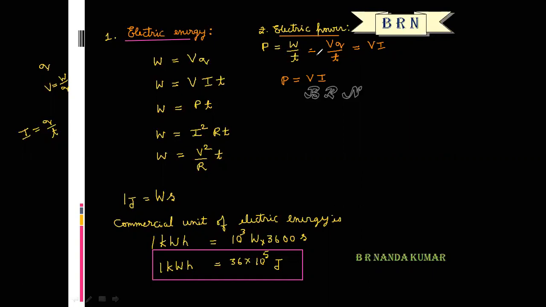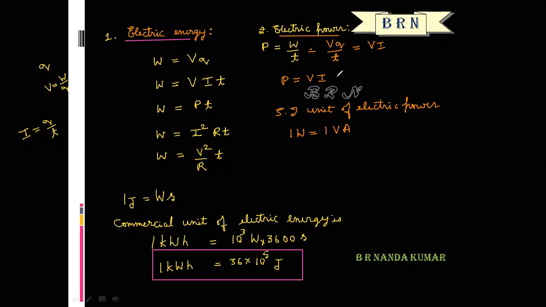So what is the unit of electric power? The SI unit of electric power is watt. 1 watt is actually 1 volt into 1 ampere, 1 volt ampere. Volt ampere is the unit of electric power. Watt is the unit of electric power.